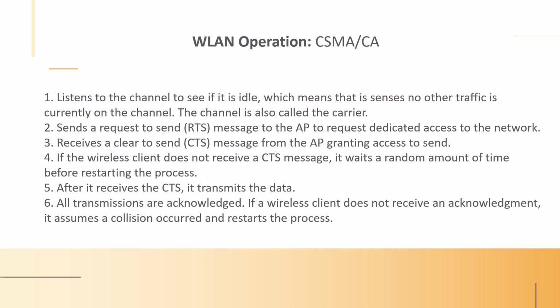Then it will send a request to send message to the access point to request dedicated access to the network. It will receive a clear to send message from the access point granting access to send. And if the wireless client does not receive a clear to send message, it waits a random amount of time before restarting the process. After it receives the clear to send, it transmits the data. All transmissions are acknowledged, and if a wireless client does not receive an acknowledgement, it assumes a collision occurred and restarts the process.